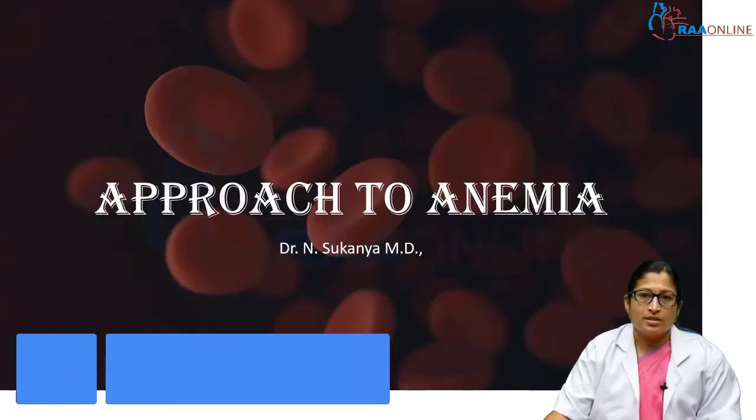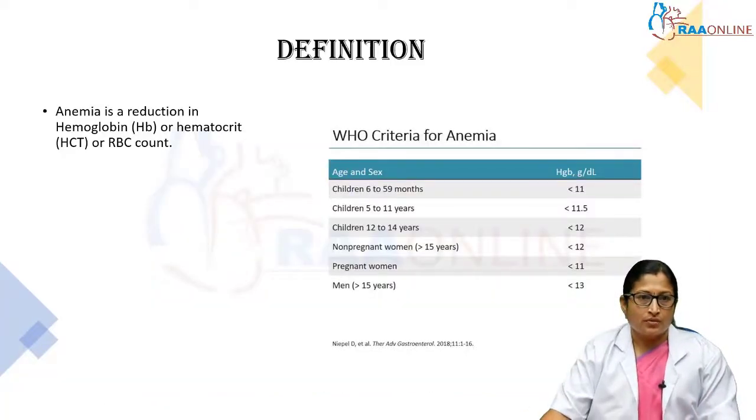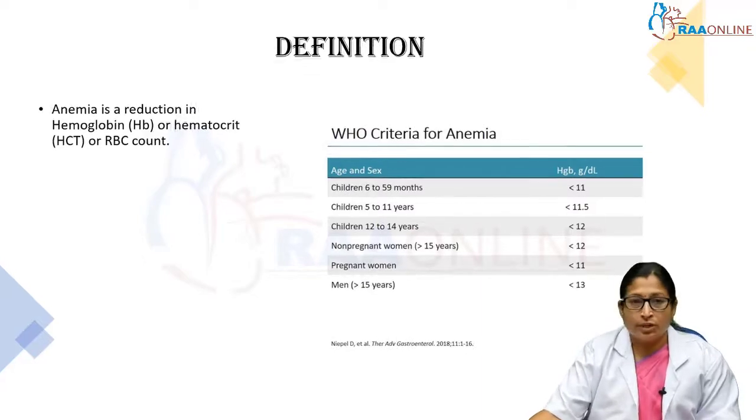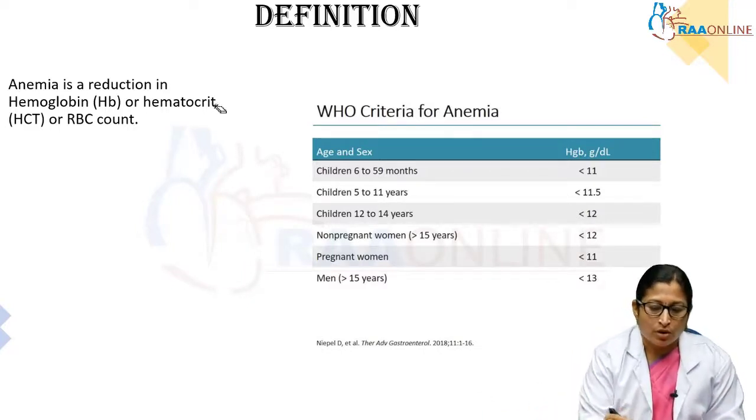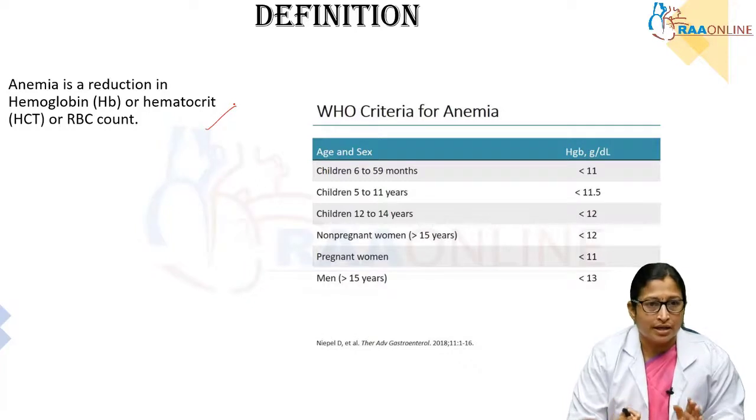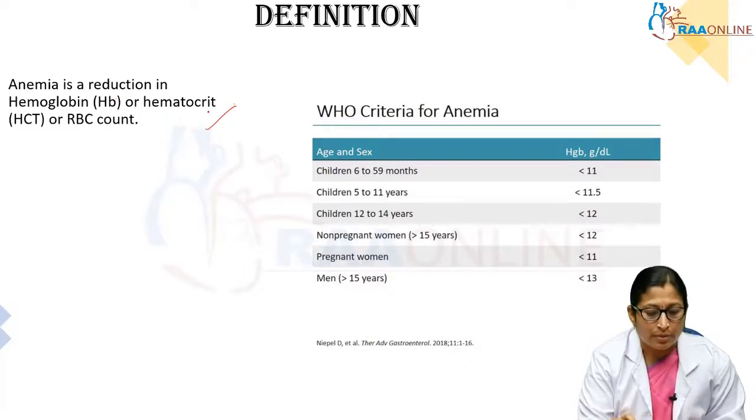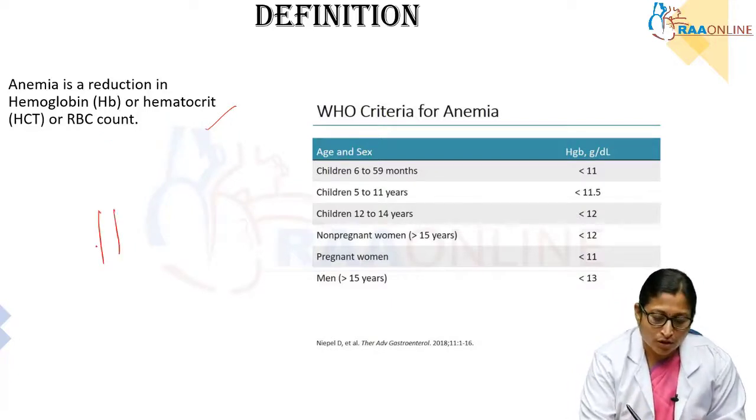So now we will discuss approach to anemia. Anemia, as we know, is a very common problem, which in day-to-day practice we see day in and day out. And how do you define anemia? Anemia is reduction in the hemoglobin, or the hematocrit, or the RBC count. Either of the three can define it, but we preferably take hemoglobin. So typically, reduction of hemoglobin.